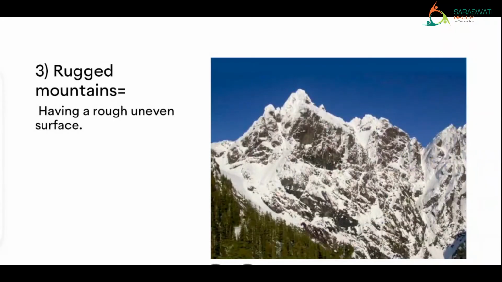Next, rugged mountains means having a rough, uneven surface. See here I have shared the picture of a mountain. Now the surface of a mountain is totally uneven. Uneven means it is not a flat surface at all. It is completely up and down, right? So this type of surface which is totally uneven is called rugged. And here in this chapter, rugged mountains means the mountains which have an uneven surface.